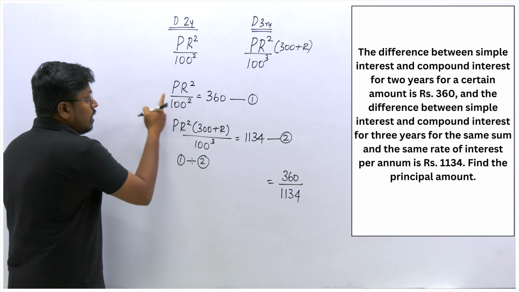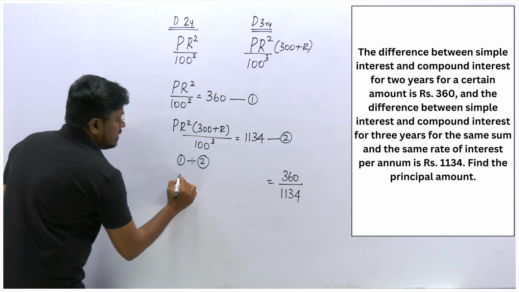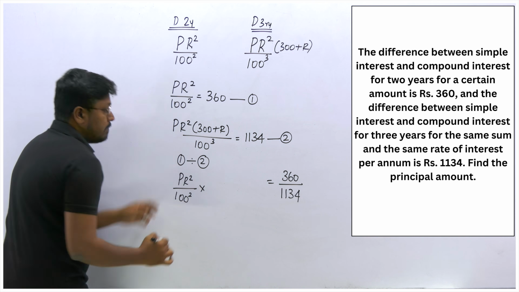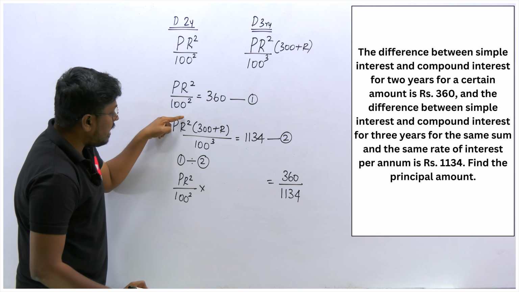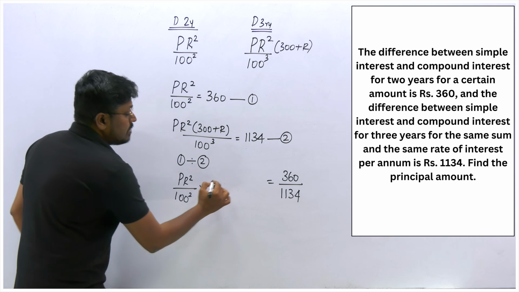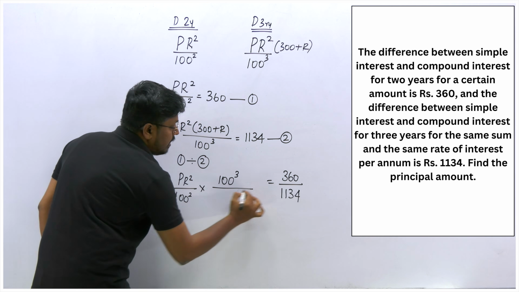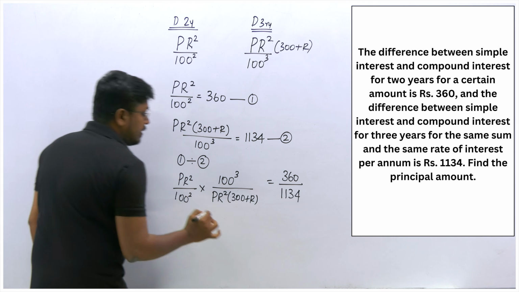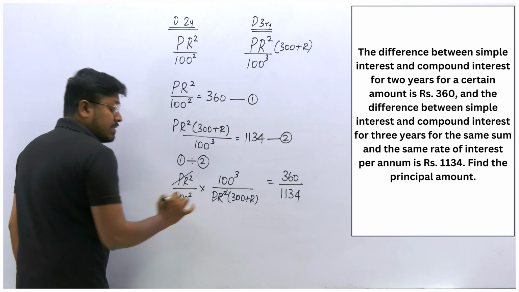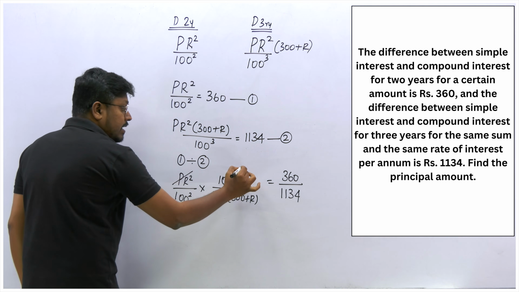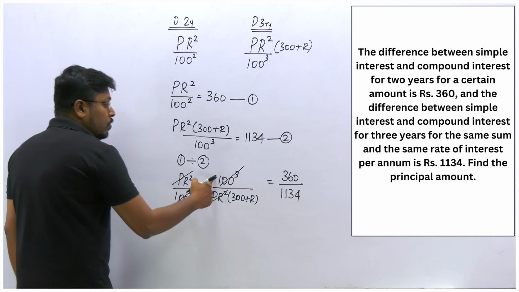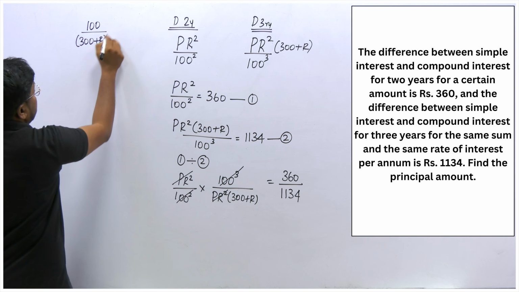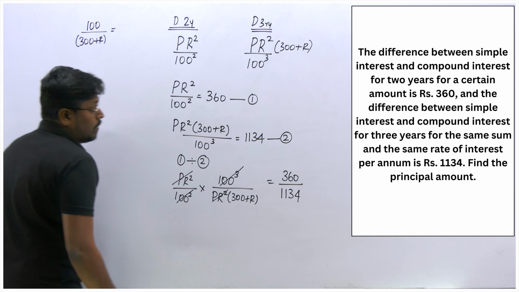So friends, understood. Now while dividing these two values, P R square divided by 100 square, once you divide this, this goes to the numerator, this comes to the denominator. So this will be 100 cube divided by P R square into 300 plus R. Slowly solve this question. We can cancel P R square here. Similarly, here we have 100 cube and here we have 100 square. So in the numerator we will have only 100, and in the denominator we will have 300 plus R, which is equal to 360 by 1134.